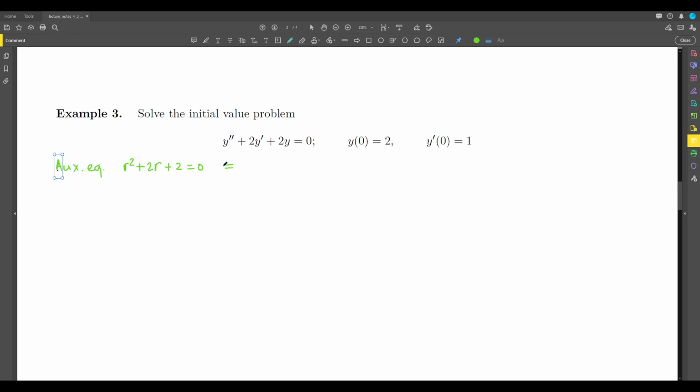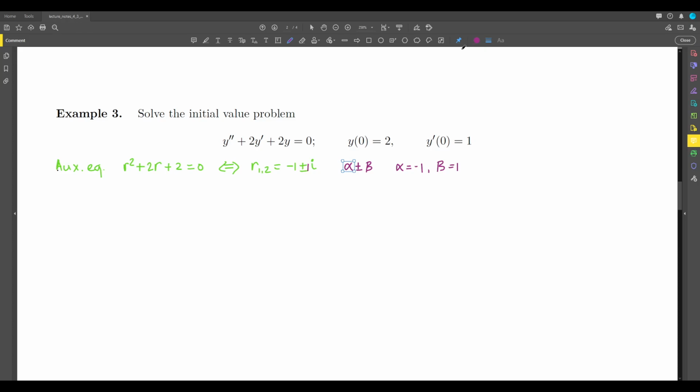Now, I will leave it up to you to check for yourself that the solutions here, or the roots, are given by r1,2 equals -1 plus or minus i. And so that means when we compare it with alpha plus or minus beta i, it means that alpha equals -1 and beta equals 1. Again, beta is always just the positive value here, right? So we have plus or minus 1i.